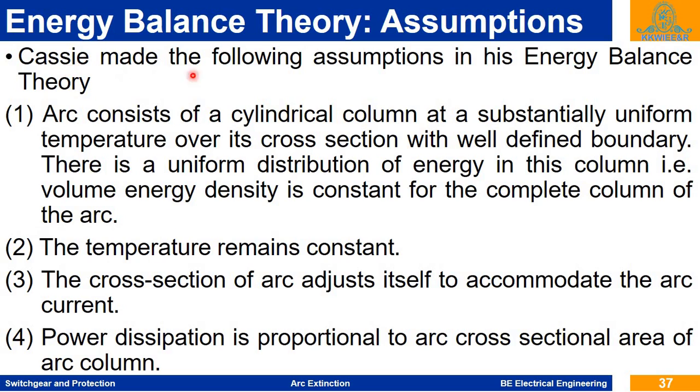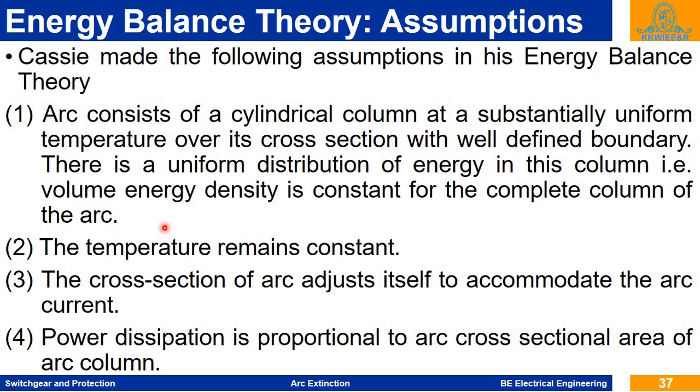And Cassie developed a new theory based on energy balance. This is called the energy balance theory or Cassie's theory. Cassie also made some assumptions for the energy balance theory. First, the arc consists of a cylindrical column at a substantially uniform temperature over its cross section. There is a uniform distribution of energy in this column, that is, volume energy density is constant for the complete column of the arc.